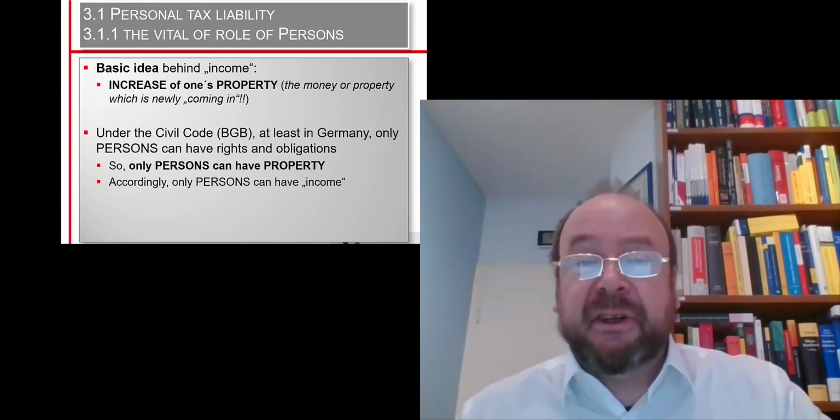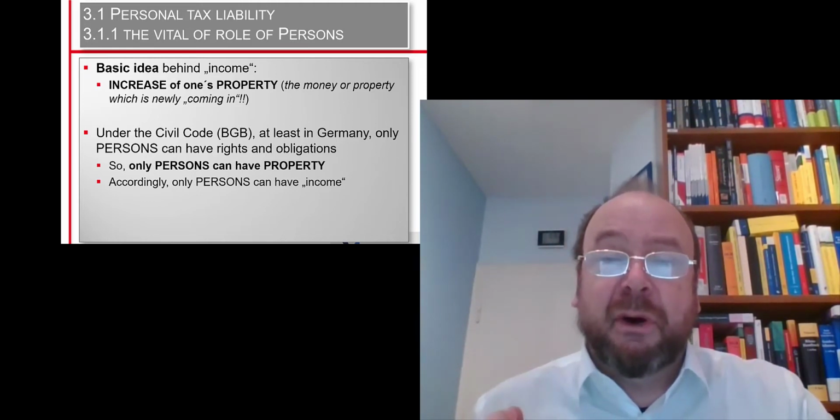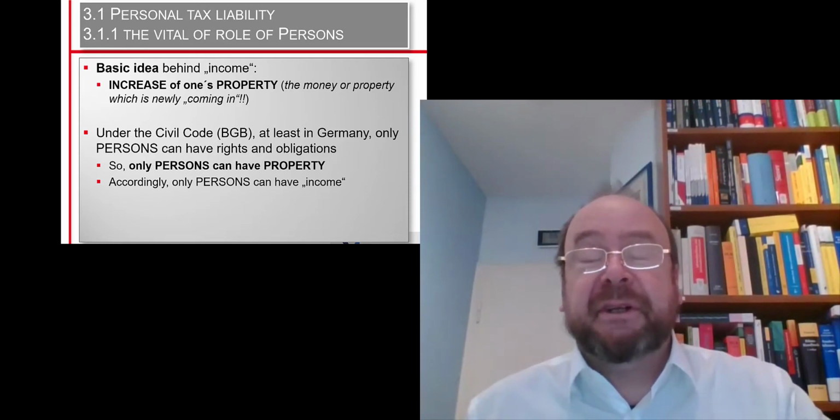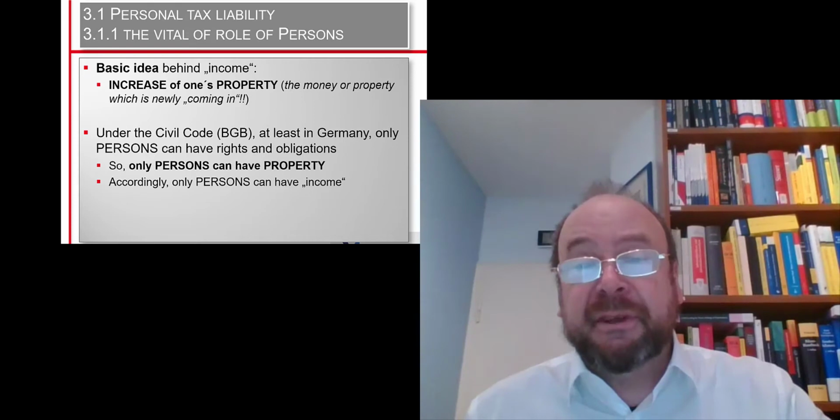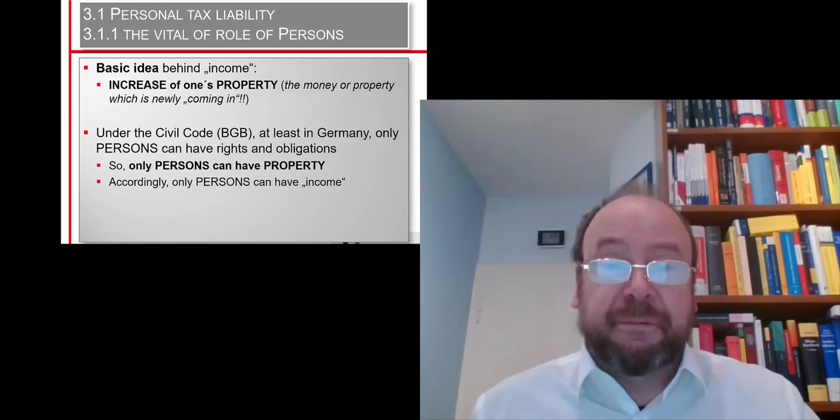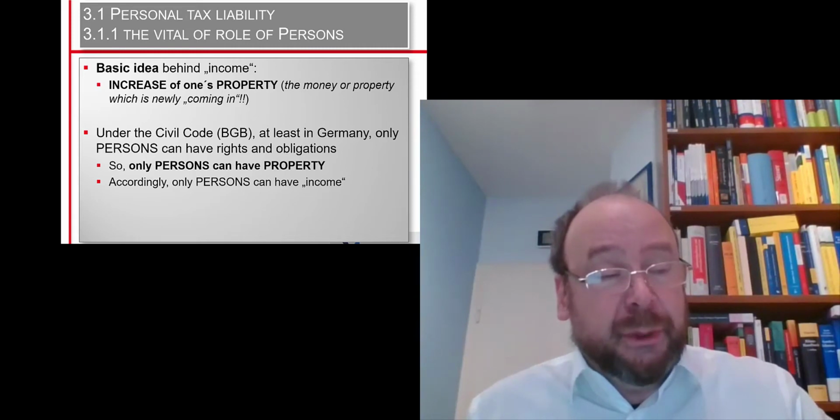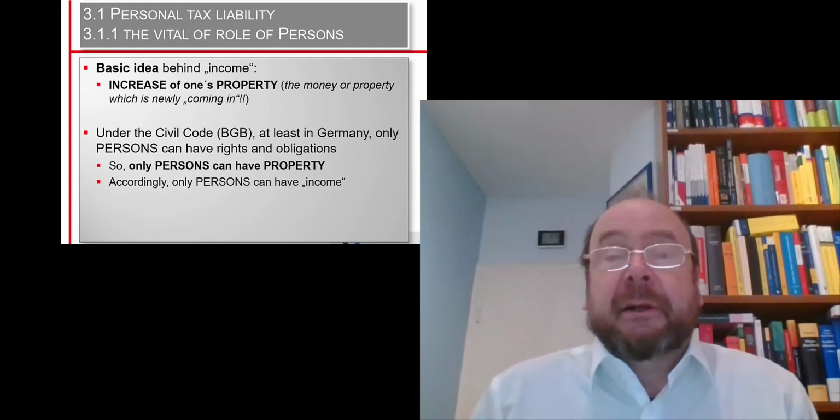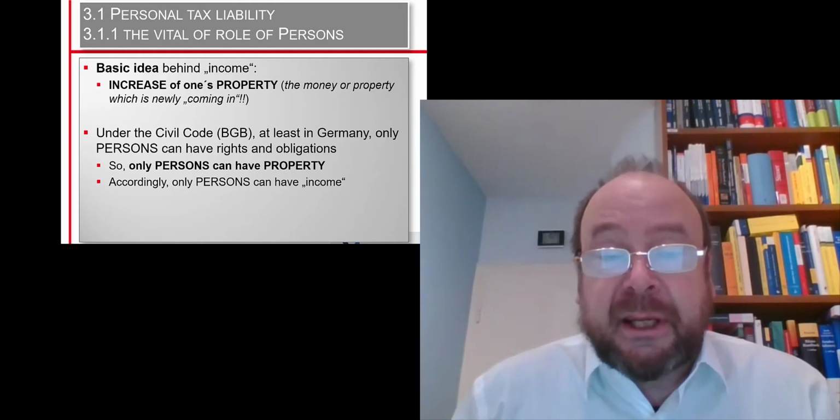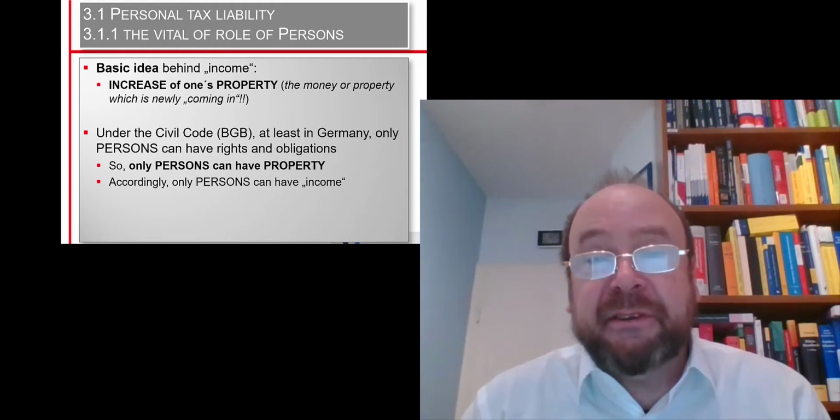Now, becoming richer than before requires that you have the ability to own something. Somebody who has no legal ability to be the owner of something cannot get richer. And that leads us directly to the civil law of most countries, or to your country. You will have to find out who can own things. And under German law, for example, only persons can have rights and obligations in the legal way. So your dog cannot own money.